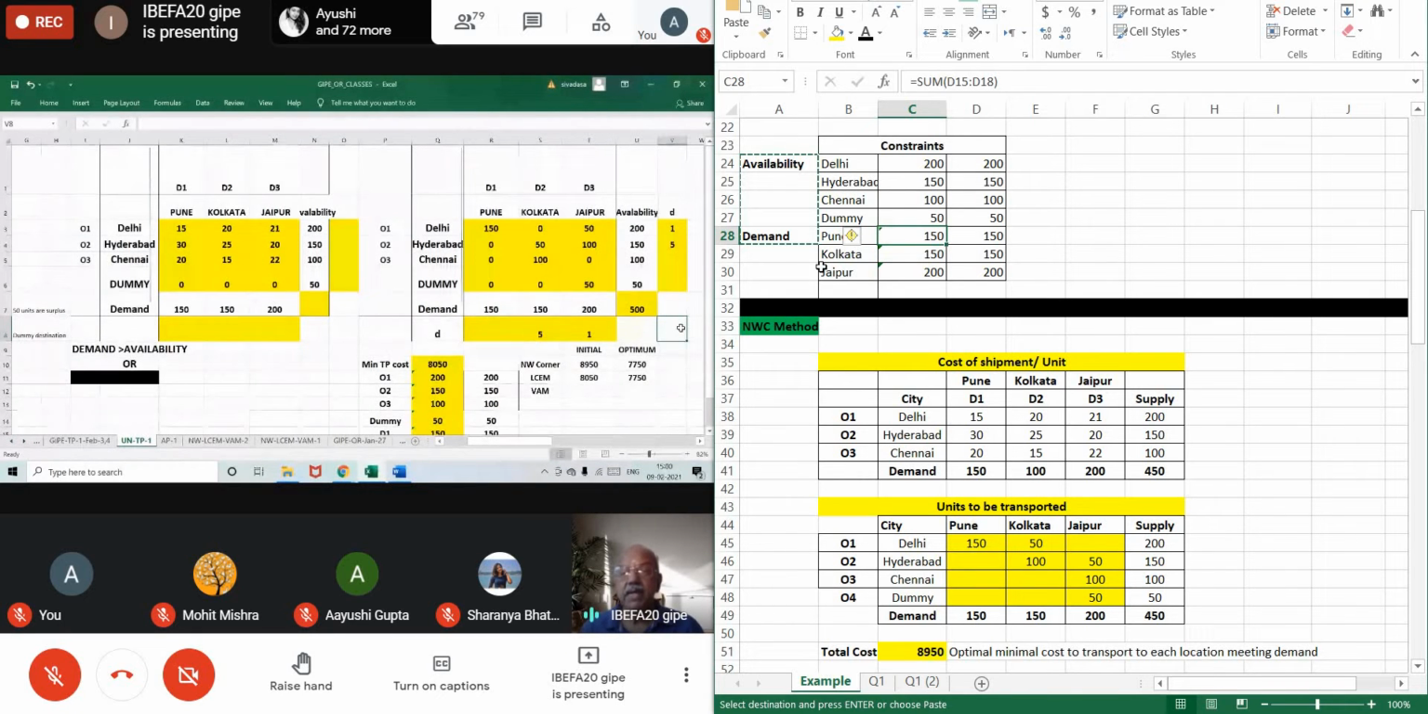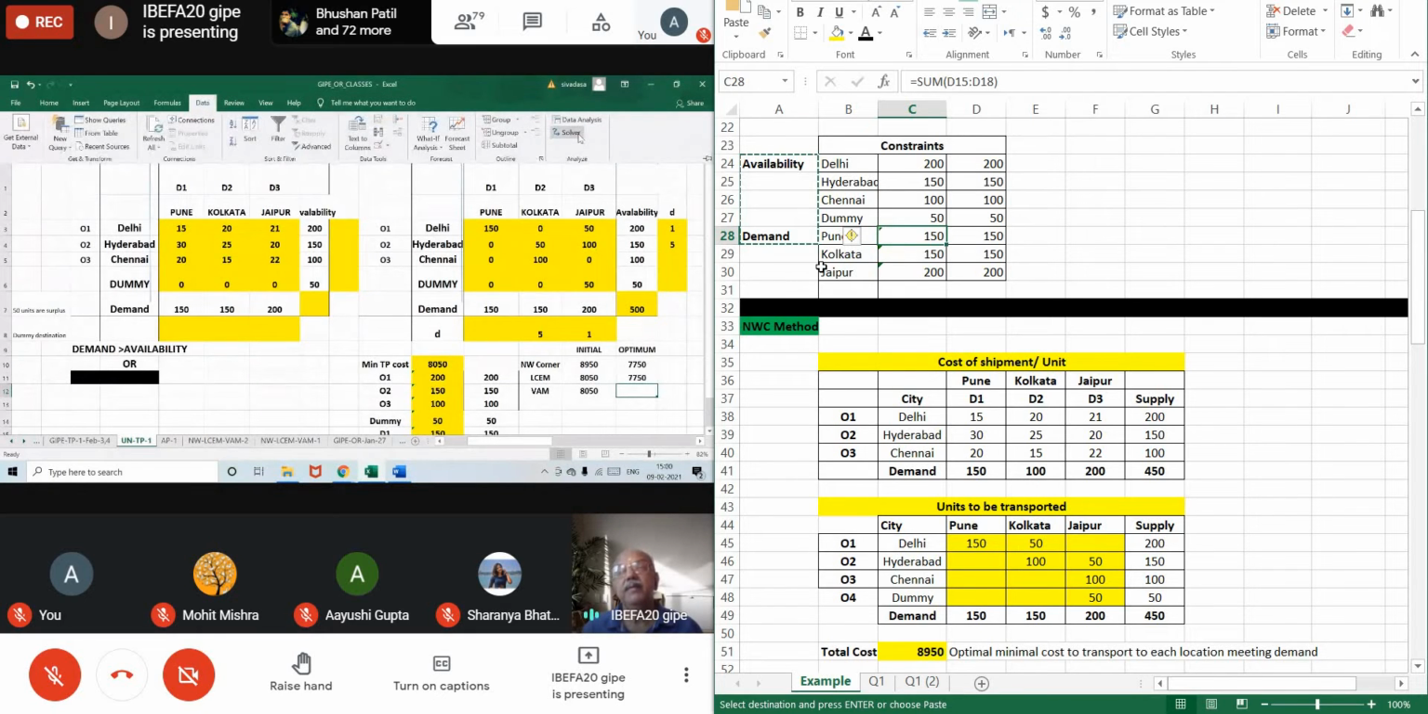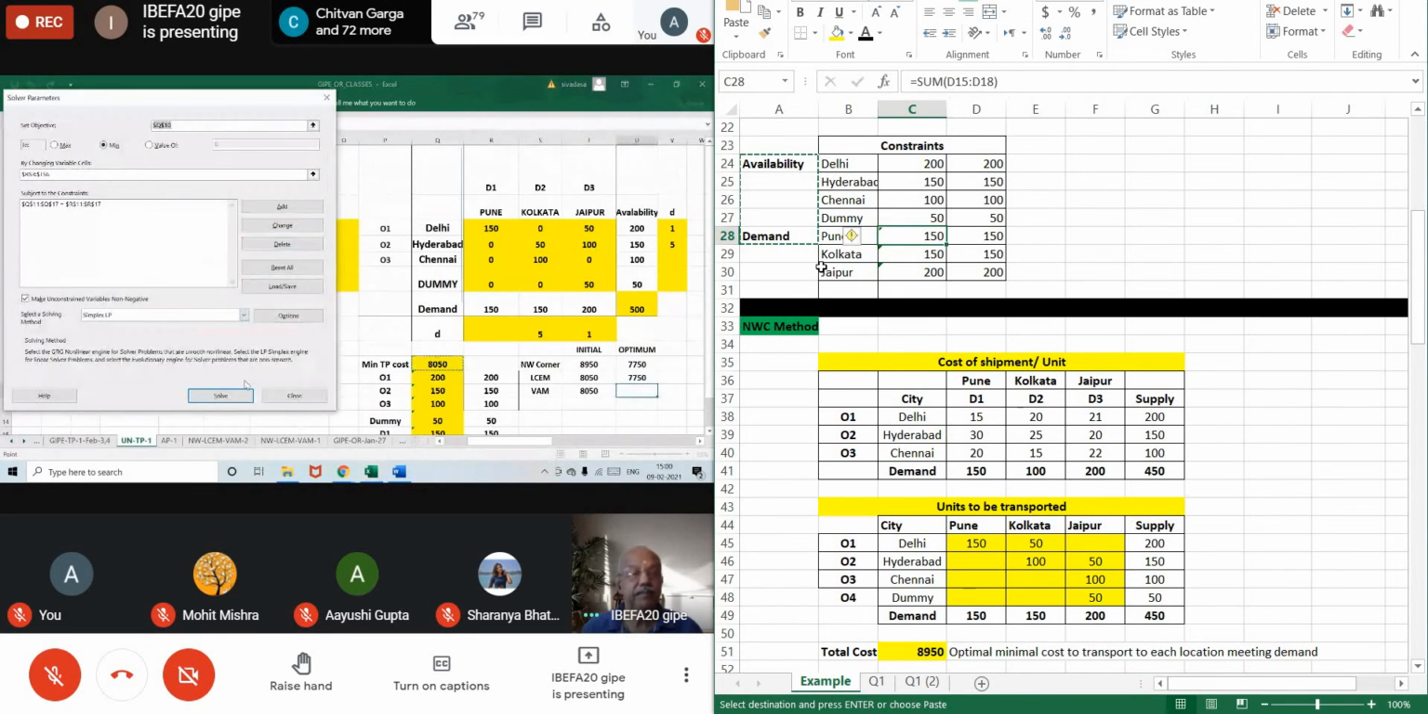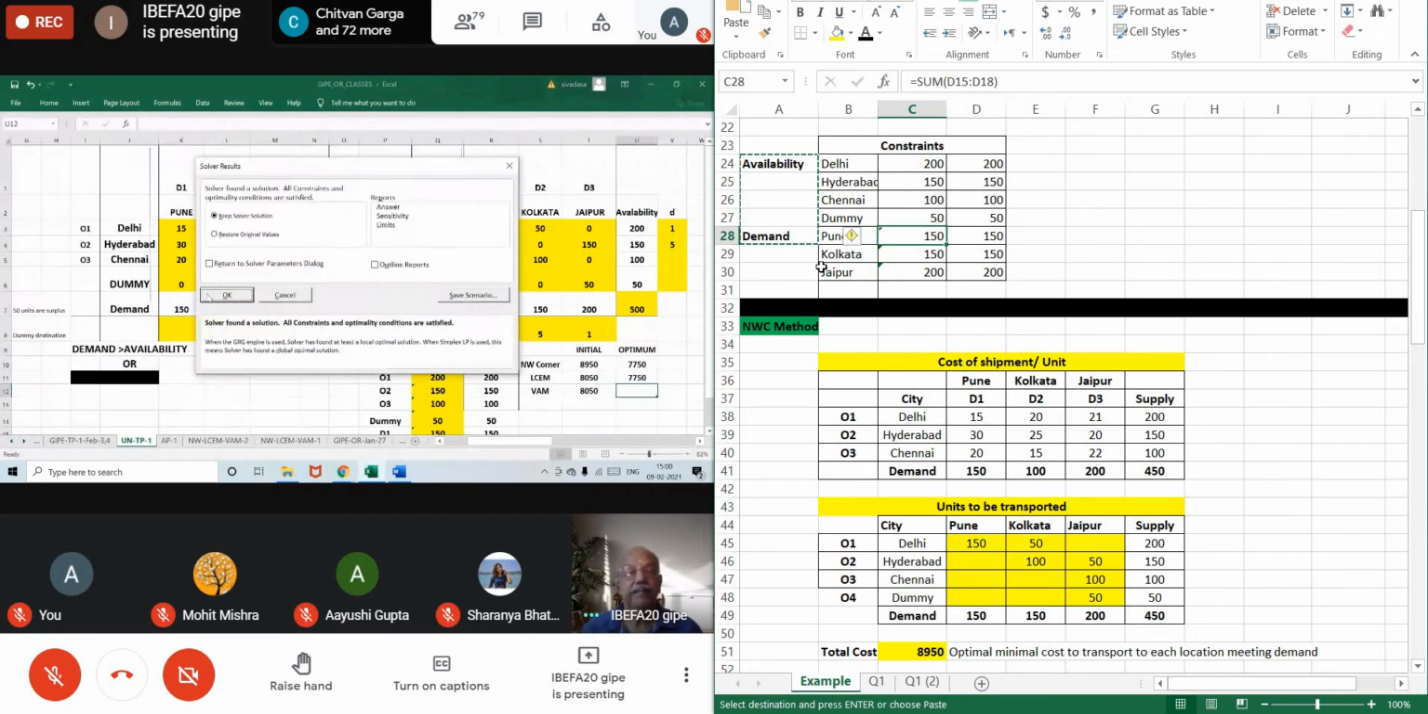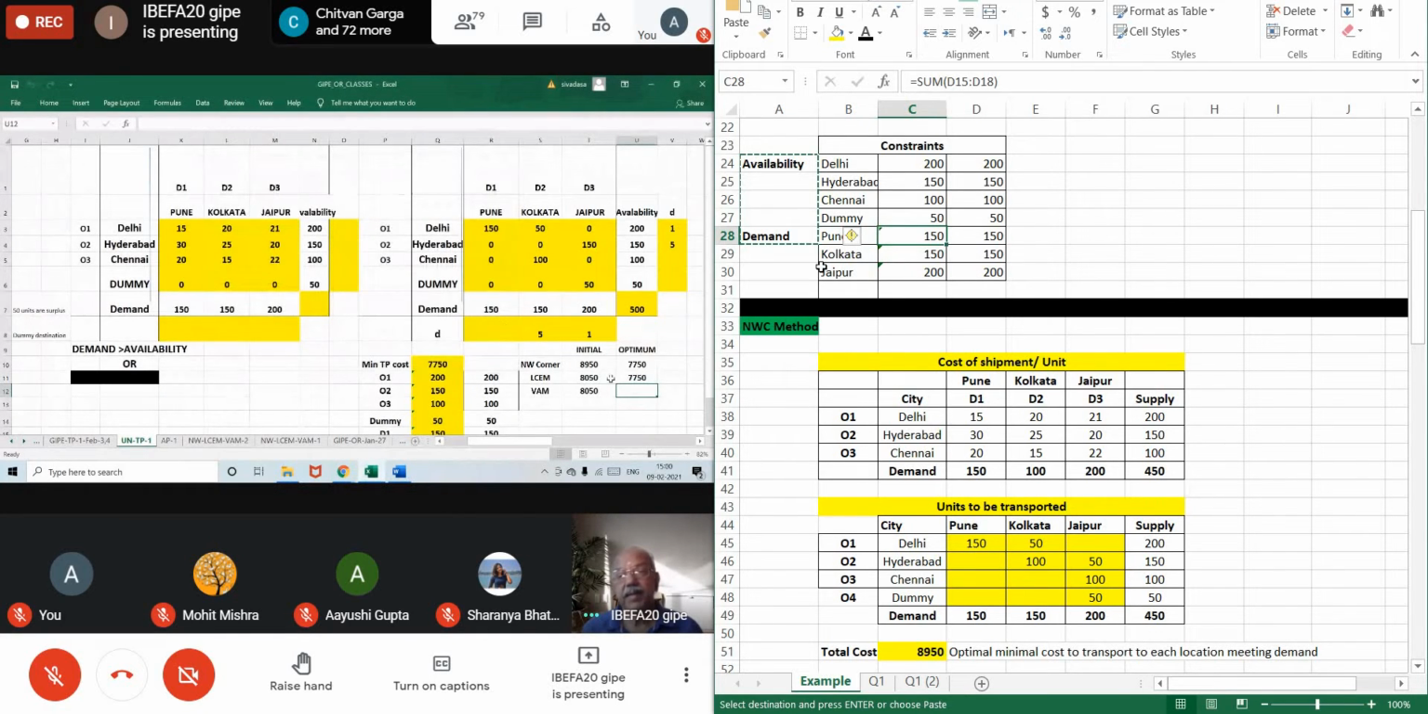So by taking this, my VAM also gives me a minimum of 8050. Apply the solver. 7750.